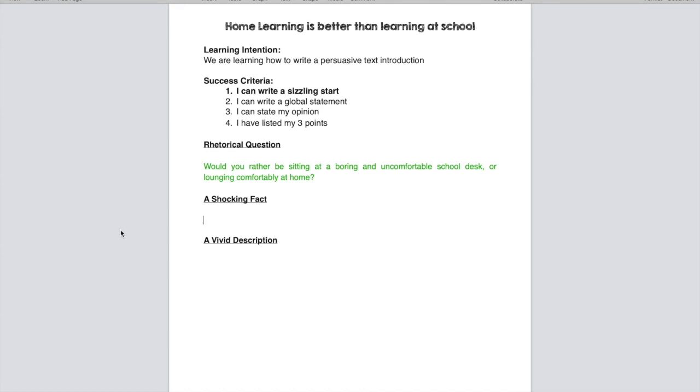So we're going to use some factual information, some evidence to start our readers thinking, to get our readers to think about the topic and hopefully to side with our opinion. So the shocking fact example that I'm going to give is this. On Tuesday, the 7th of April, only 21 out of over 1,100 students were at Auburn Grove Primary School.